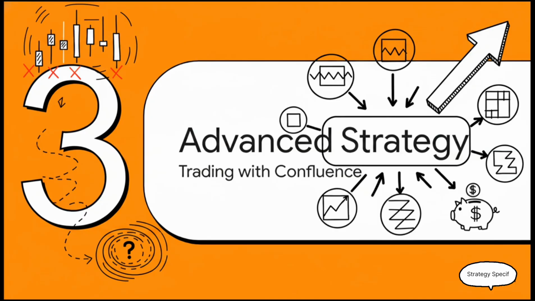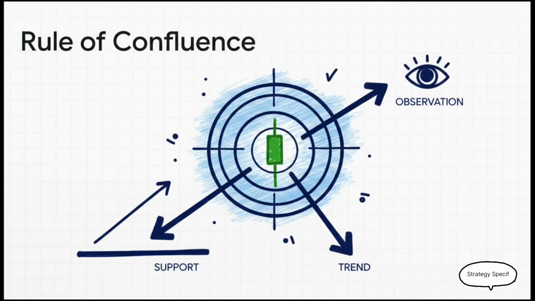Moving right along to Section 3, Advanced Strategy, combining patterns with key levels. Because here is the absolute crucial point. As amazing as these 6 patterns are, if you trade them blindly in the middle of nowhere, you are going to lose. We need to elevate this approach. Welcome to the golden rule of confluence.